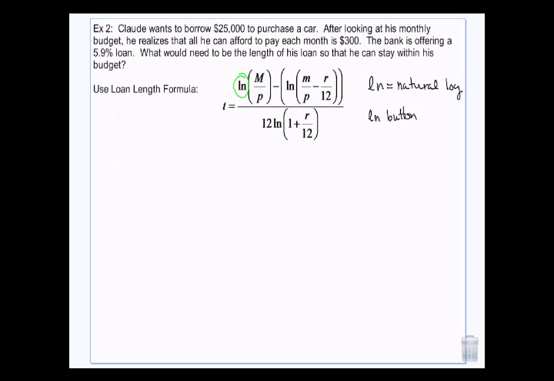So M is the amount you can afford. Wait, hold on. I got big M and little m. Let me just double check myself. Nope, there's a typo. That should also be a big M. Sorry about that. You want to fix that so that you know it's the same M? Okay, so this is the desired payment amount, you know, how much you want the payment to be. Okay, P is the total amount you're borrowing.